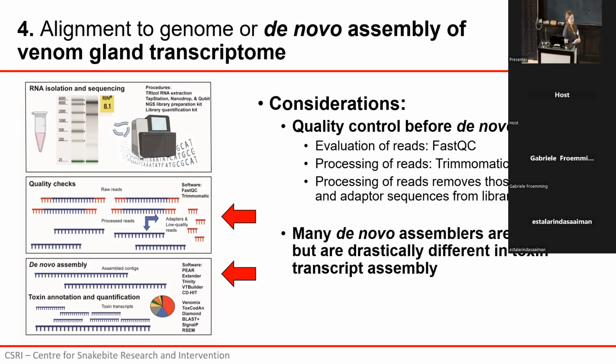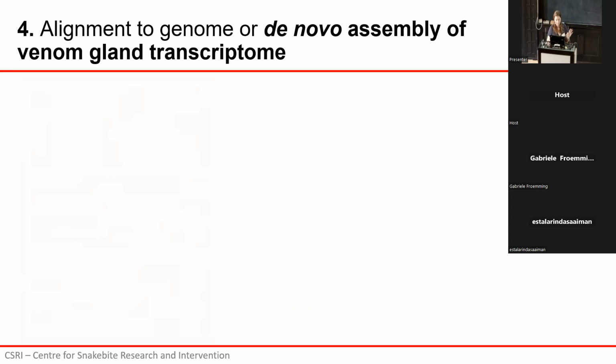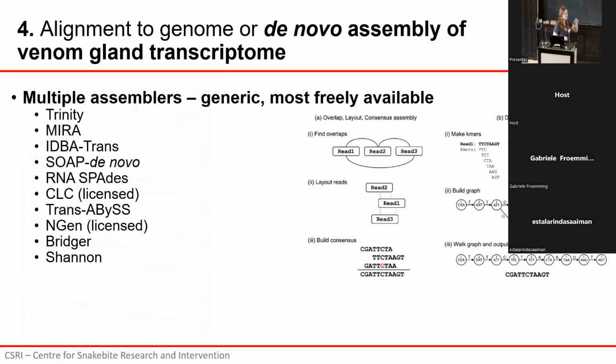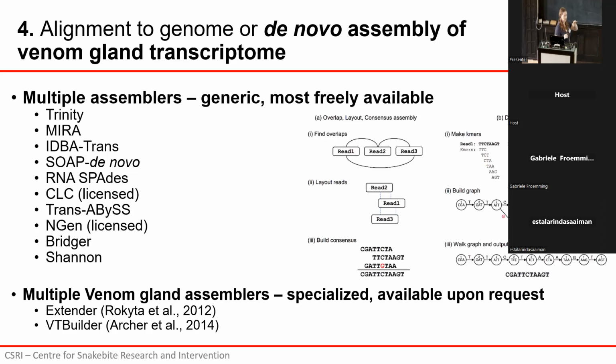For de novo assembly, there are a lot of different de novo assemblers available, but they differ drastically in their ability to assemble toxin transcripts. To give you an overview, these are all of the ones I've seen. I have to update this slide every time I do this presentation, because more and more are added. These are the generic assemblers, and a couple of groups have also developed venom gland de novo assemblers. Those are specific for venom glands, because venom gland tissue is quite unique, with high expression levels of multiple gene isoforms.